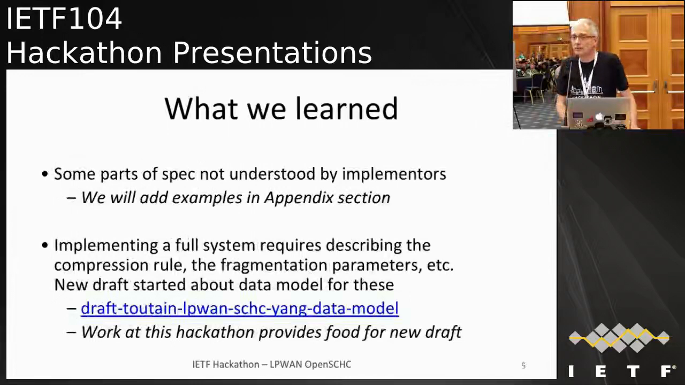What we learned from the project is some parts of the spec were not clear enough. We had implementers telling us they didn't know how to implement that part because they hadn't understood it. So we'll add more examples to explain it better.